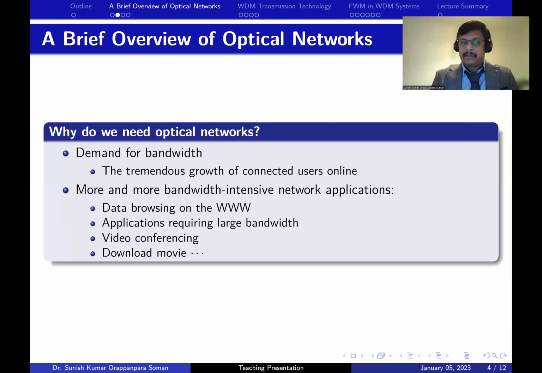So optical fibers are used for that, and optical networks are very important. There are other bandwidth intensive applications, like browsing the World Wide Web, and other large bandwidth applications like cloud computing, virtual reality, video conferencing, even downloading a movie. We need a huge amount of data to be transmitted through the optical fiber channel.